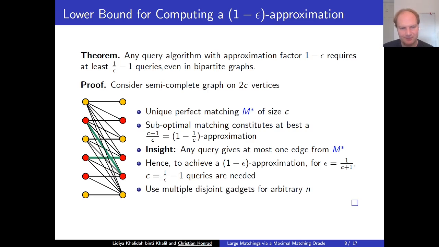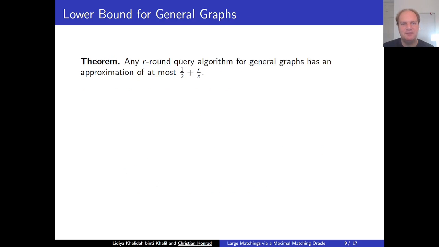Now we can, of course, take multiple disjoint copies of this gadget if we want to have a hard instance for arbitrary n. Okay, so this is quite a simple lower bound. And in fact, the lower bound for general graphs, that we need omega of n queries to improve on 1/2, is similarly simple. The result that we prove is as follows. Any R-round query algorithm for general graphs has an approximation factor of at most 1/2 plus R over n.